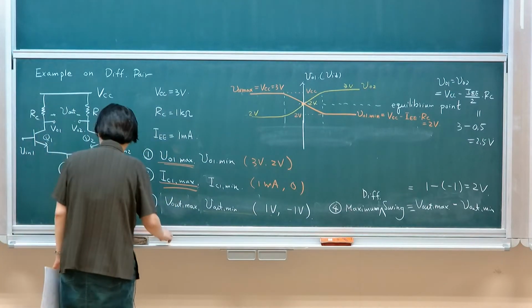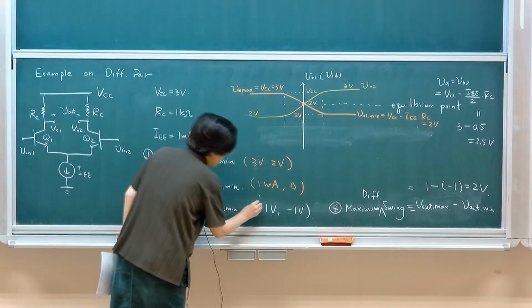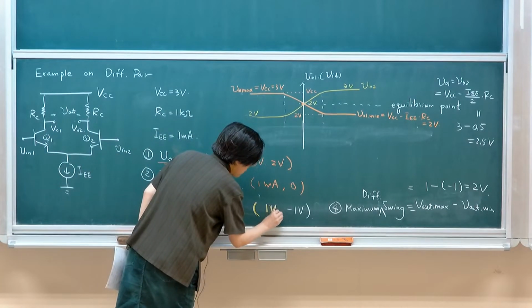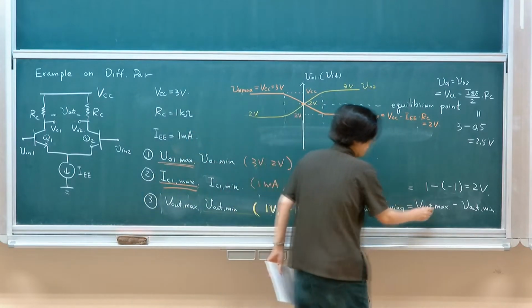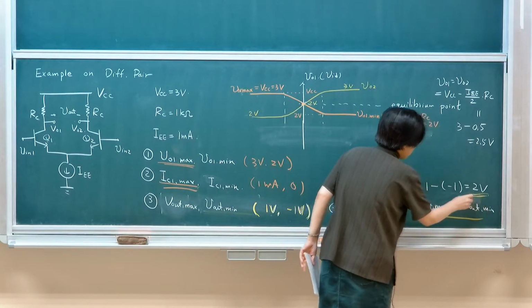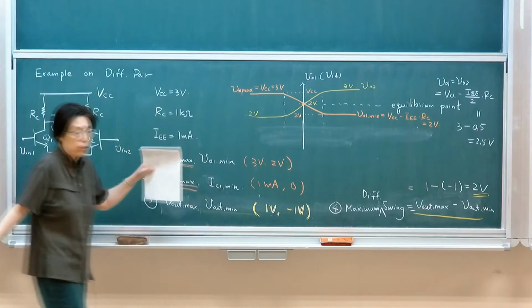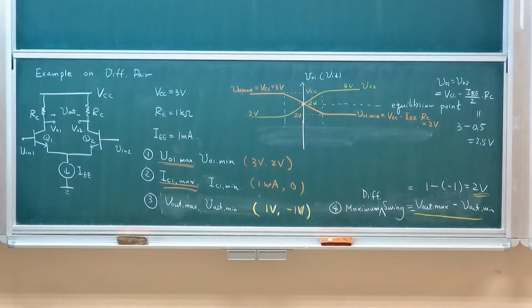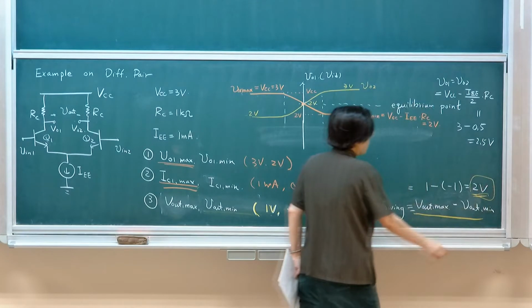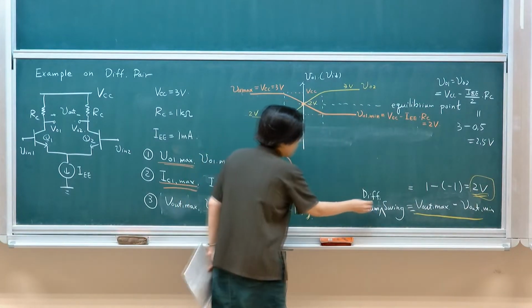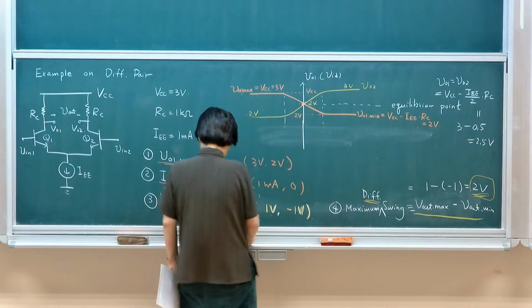Okay, so there's 3 levels of things. One is the differential signal itself. The other is the overall swing. What is the overall regime you could swing your output? So it goes from positive 1 to negative 1. Therefore, the total swing is 2 volt. That's the maximum differential output swing.